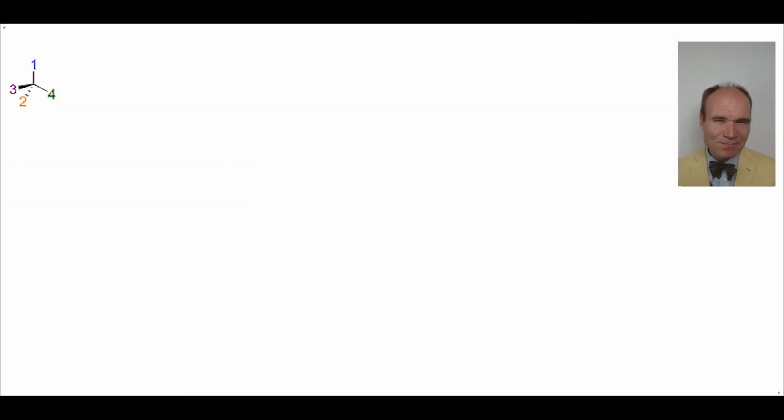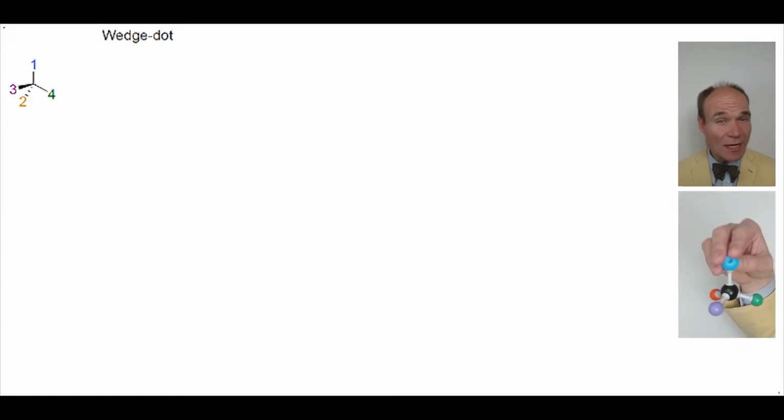A real molecule can be in any orientation to your view. Of course, not that you can see it. However, we have certain formal methods to depict molecules on paper or screen. This is the wedge dot and is very common.